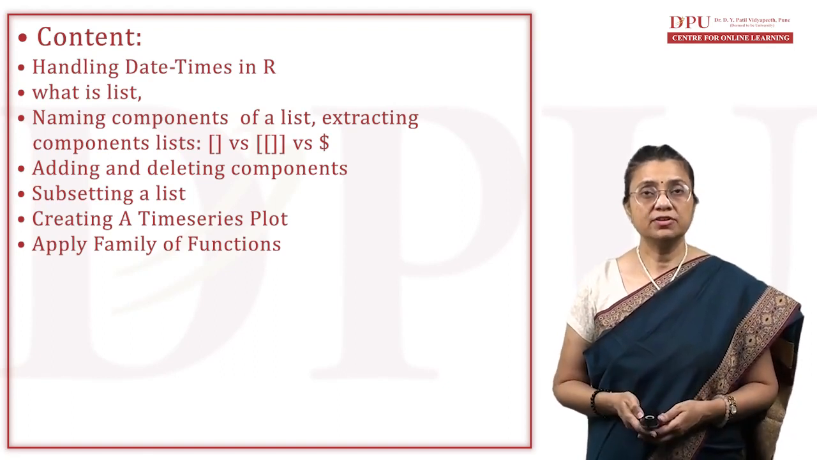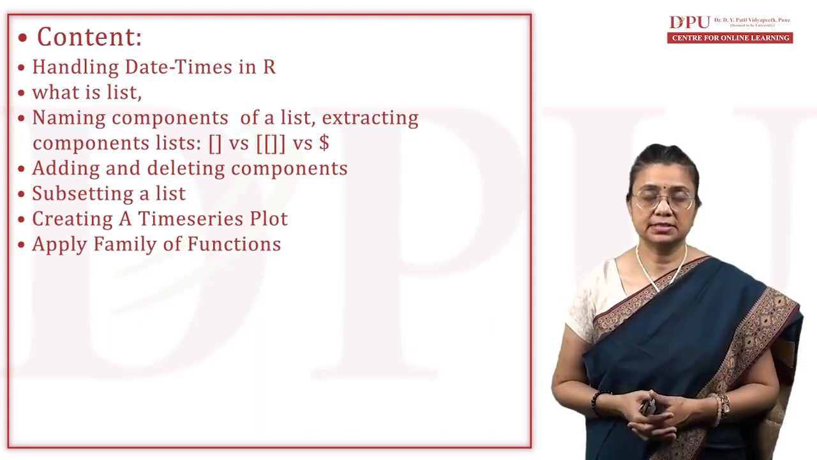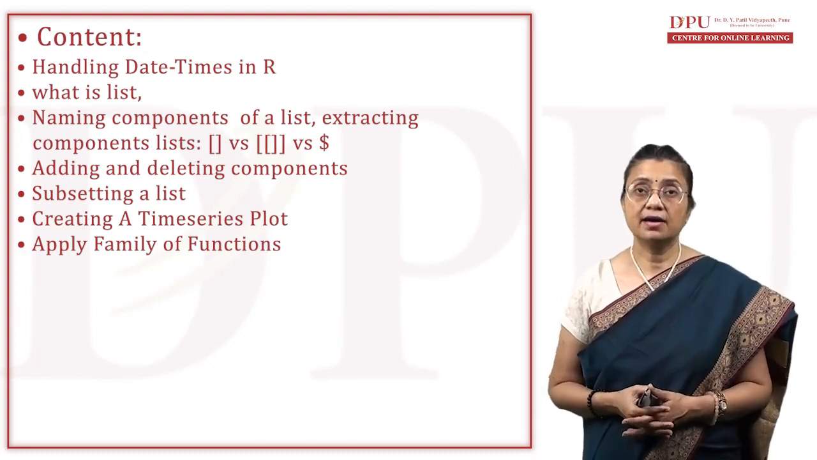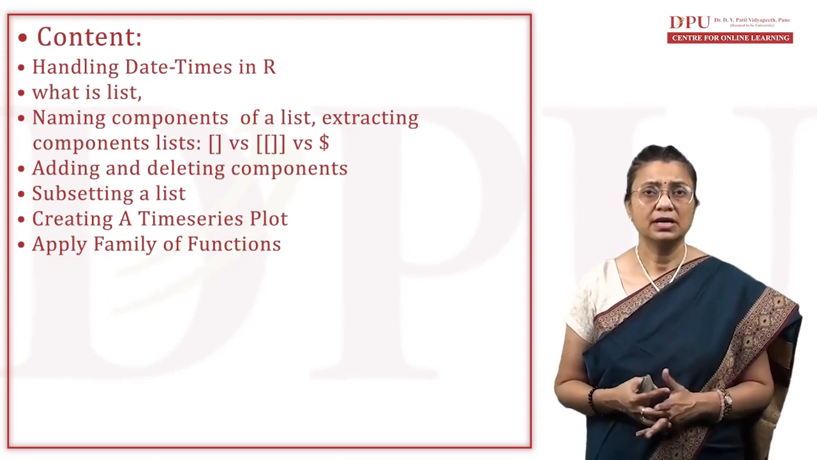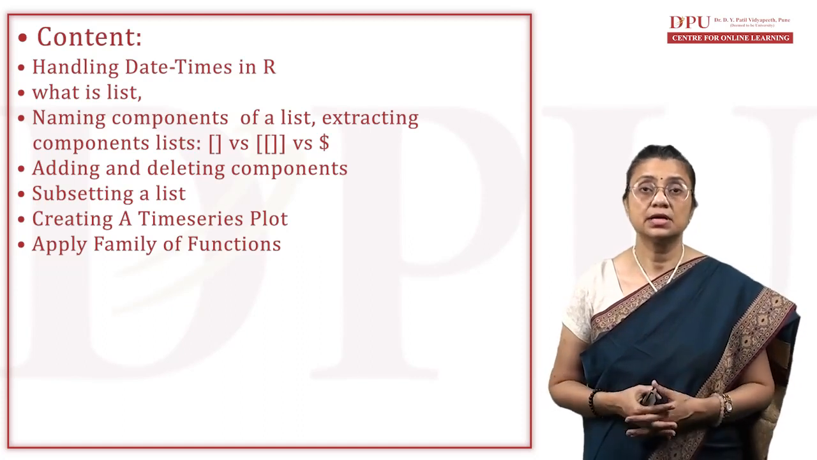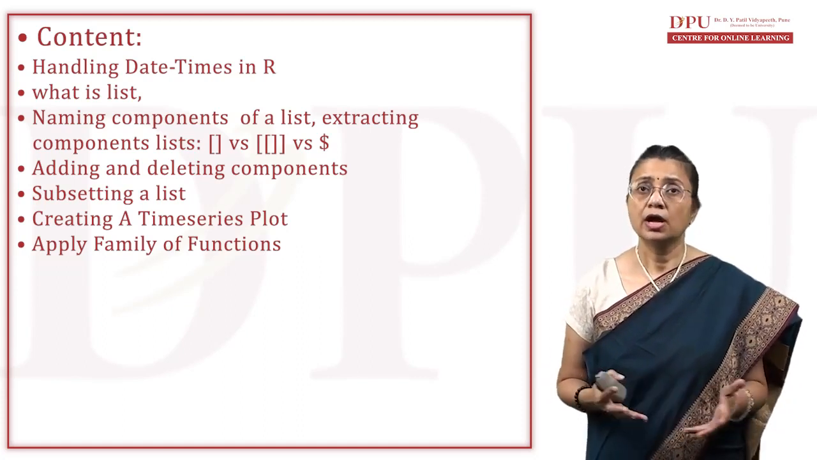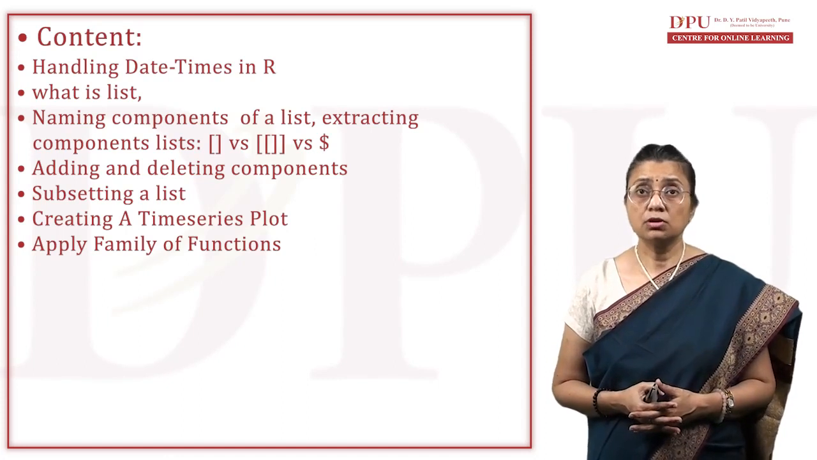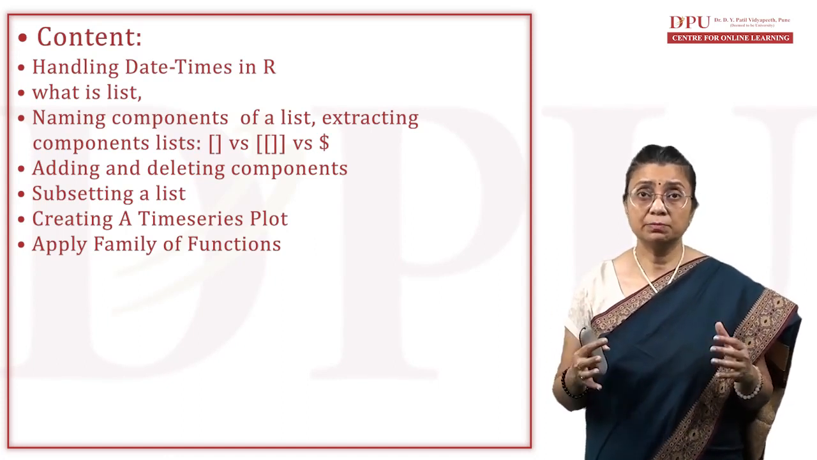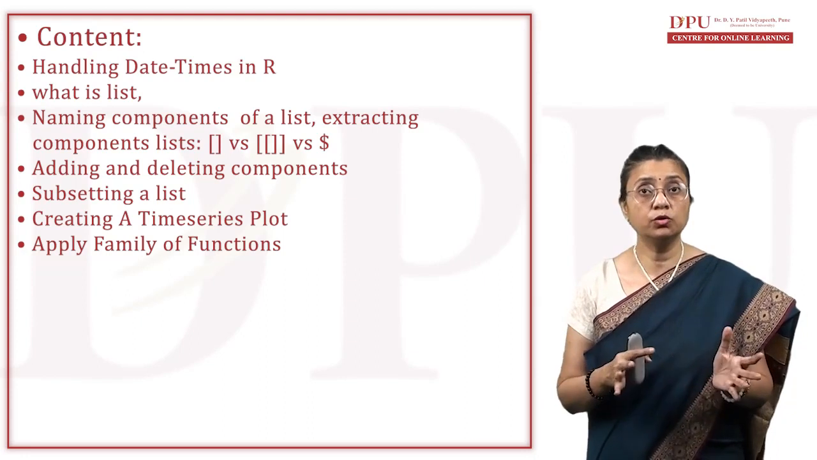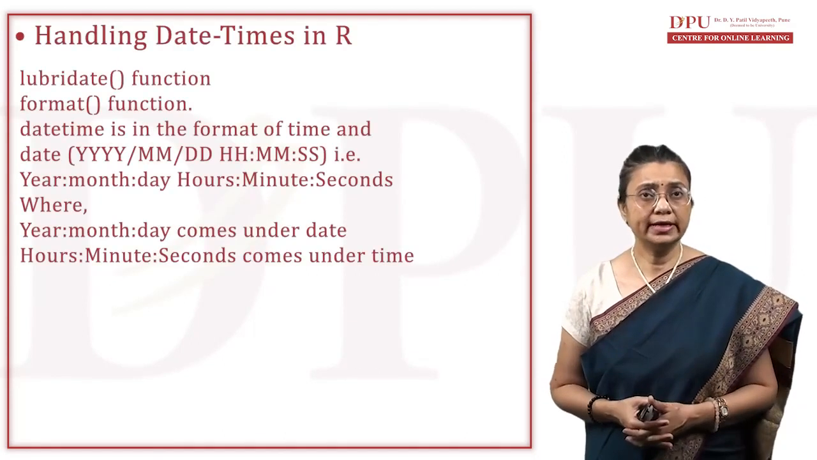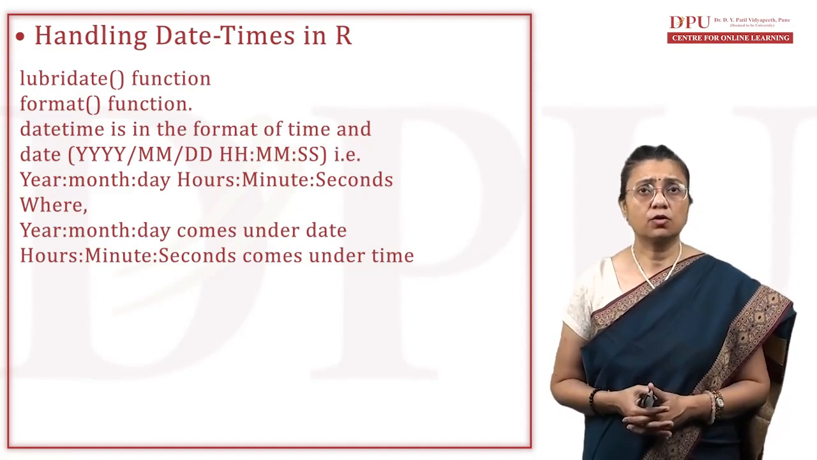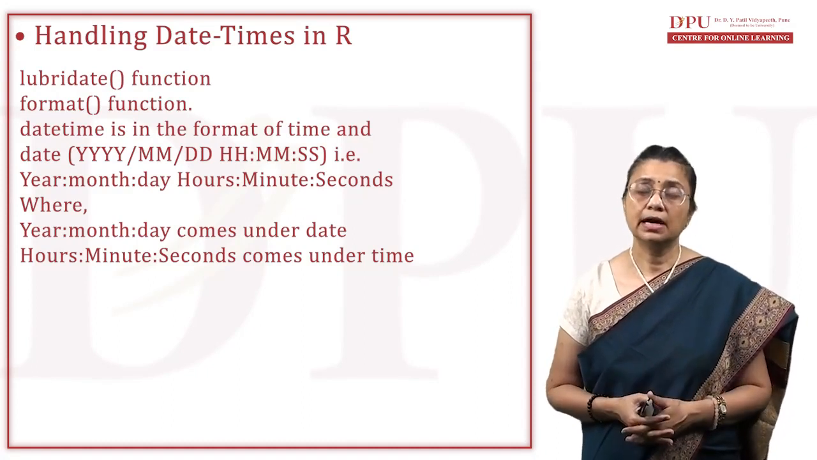So basically, we have seen that in R, we are dealing with a huge data set, and that data set has a lot of data. We can say there is a list of numbers, list of ages, list of names, list of marital status, and so on and so forth. Now that data is huge, but how to understand and introspect that data is a big question mark. Before going into the depth of lists, let's understand the concept of handling date times in R.